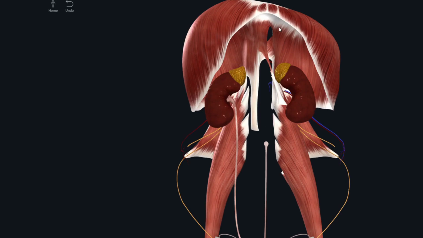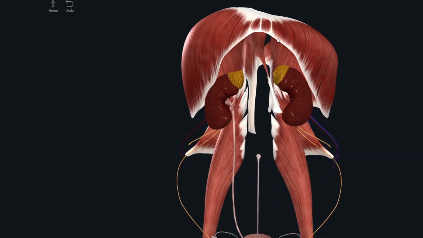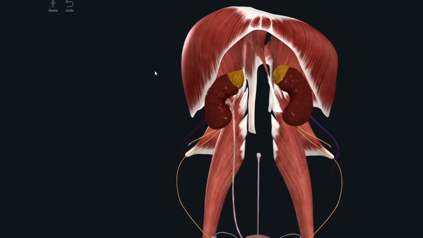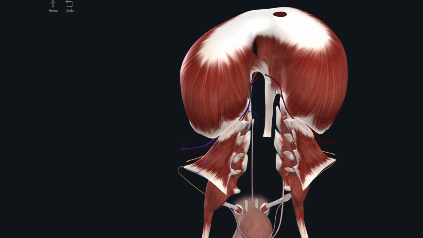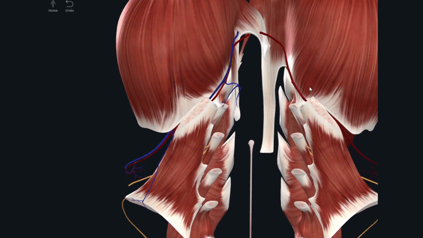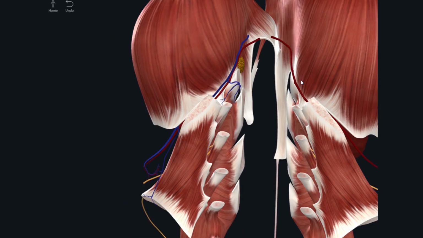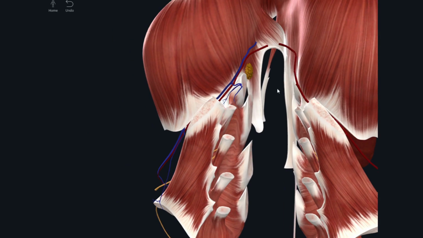So we're going to be looking at the structures that we discussed earlier here. That's the diaphragm, which is one of the major relations, and then medially we have the arcuate ligaments of the diaphragm. This is the medial arcuate ligament right here, and then we have the lateral arcuate ligament. So it forms an arc right here. That's the arcuate ligament of the diaphragm.